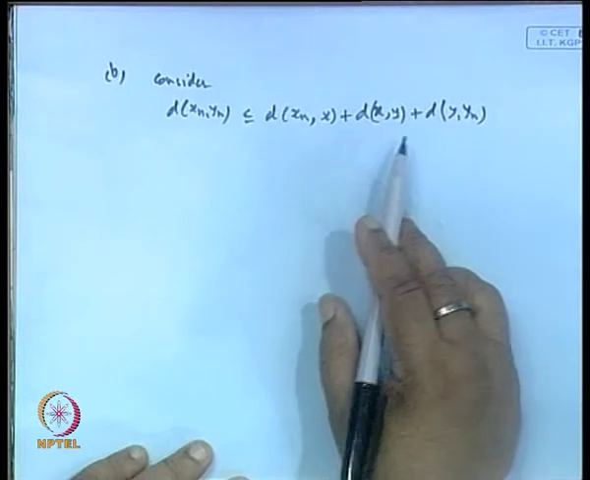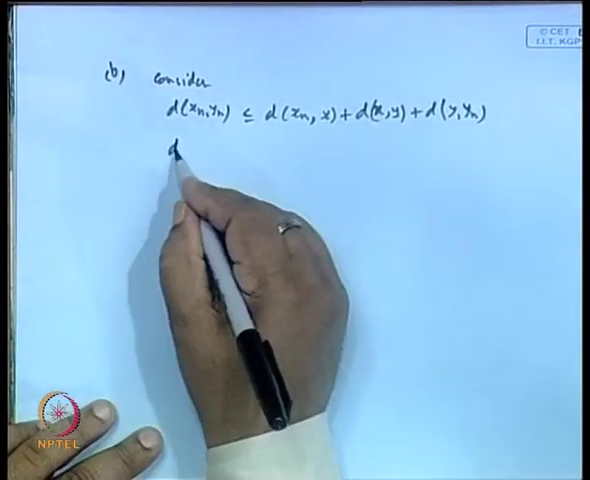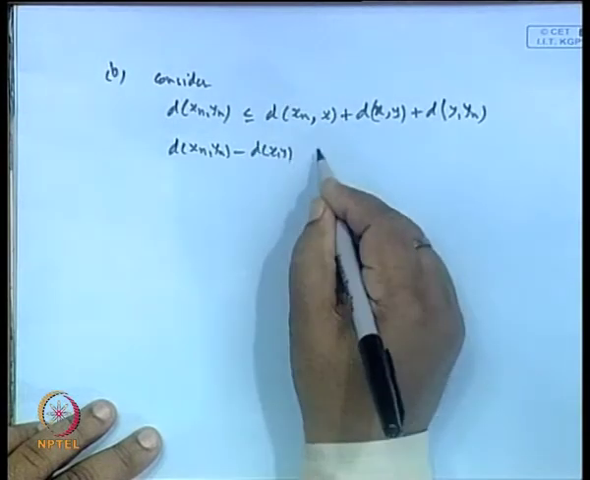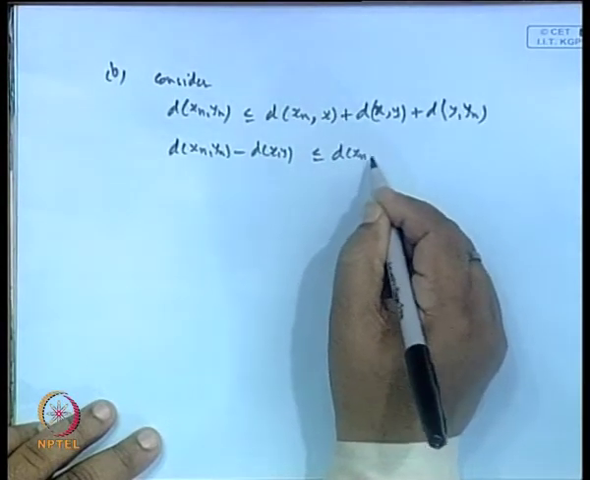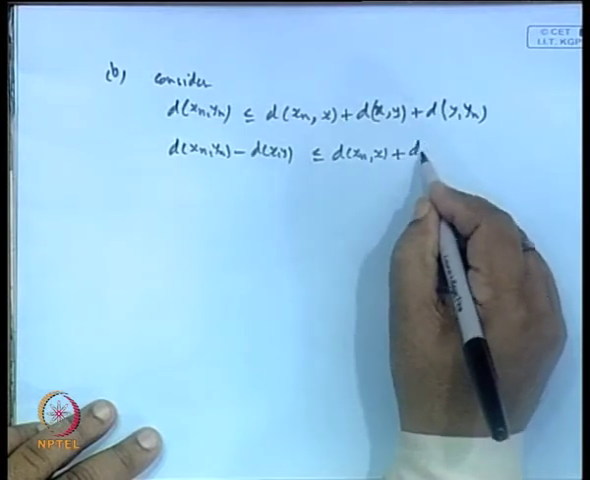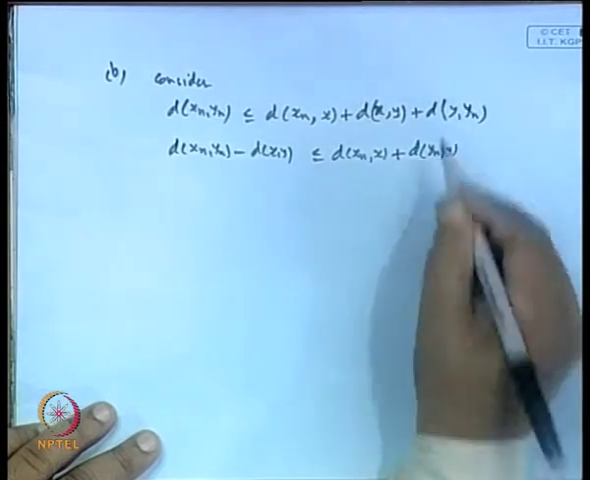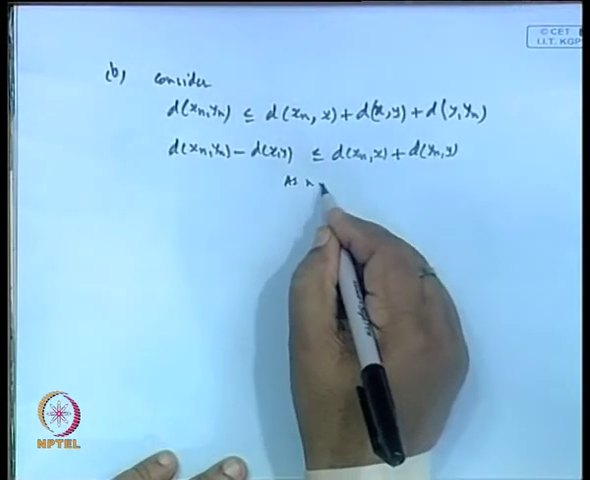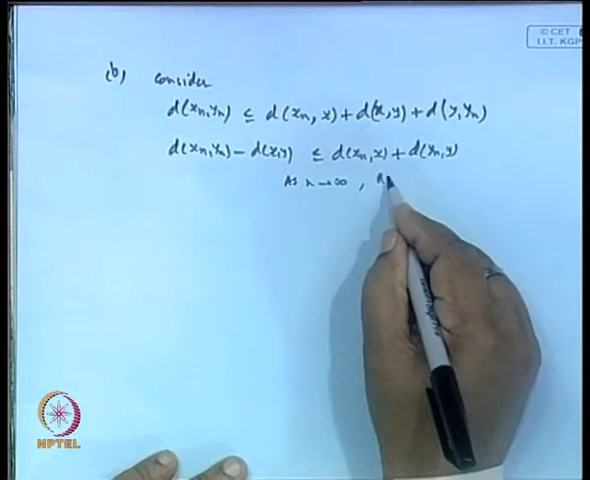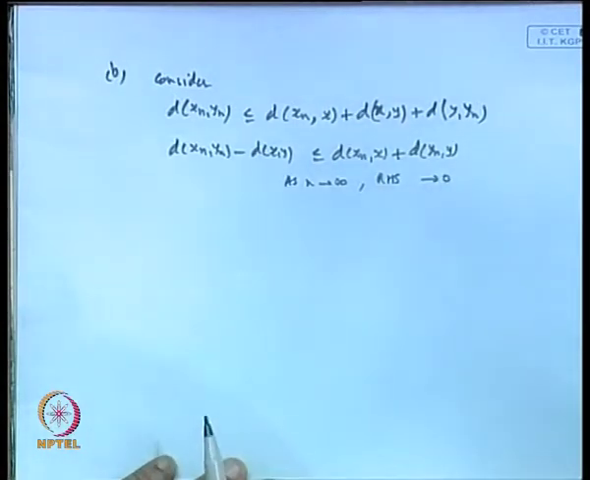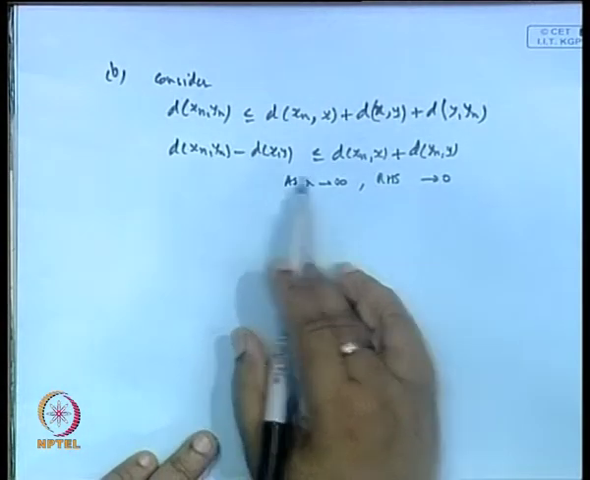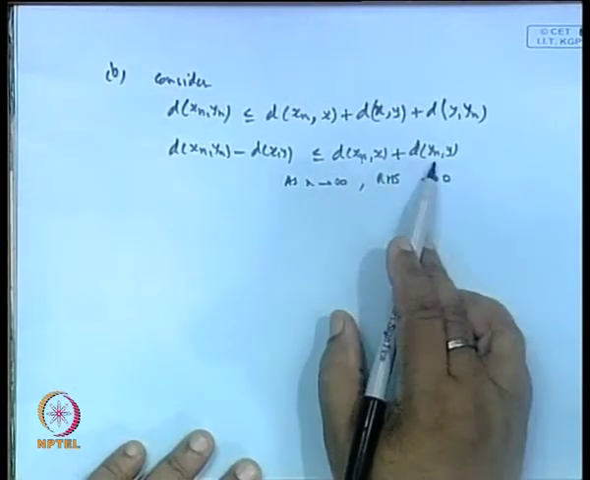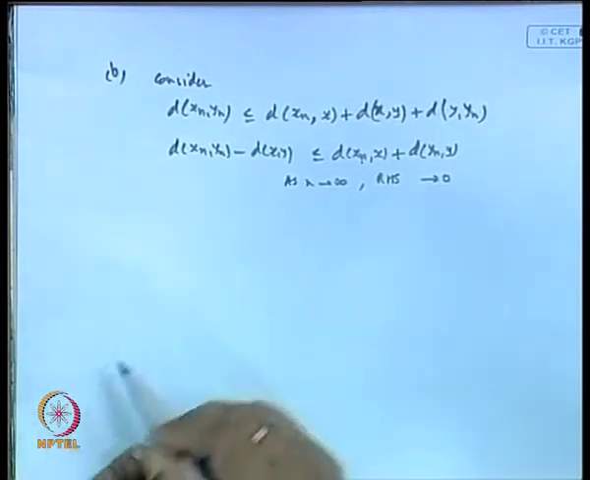Now, transfer this d of x y to this side. So, we get d of x n y n minus d of x y is less than or equal to d of x n comma x plus d of y n comma y, because it is symmetric in nature. Now, as n tends to infinity, the right hand side tends to 0, because this goes to 0, this goes to 0, so this will go to 0.